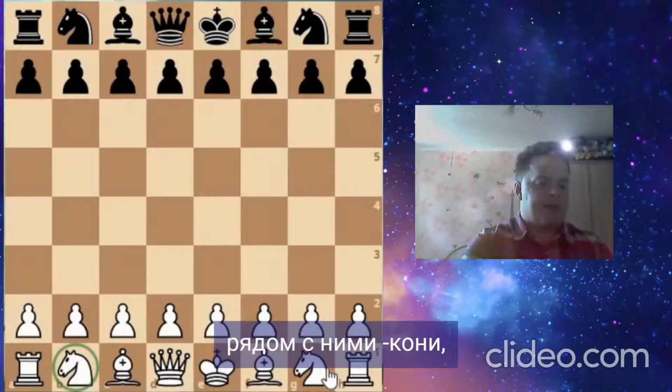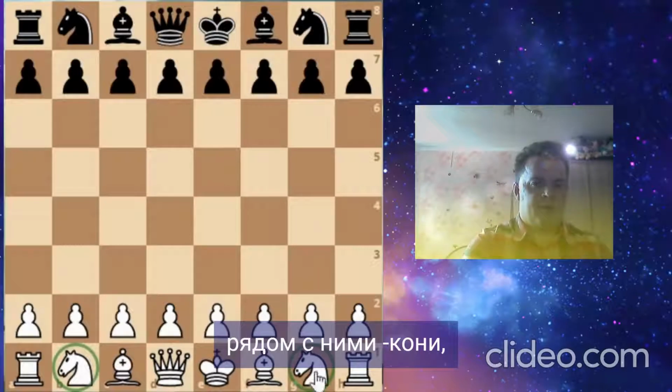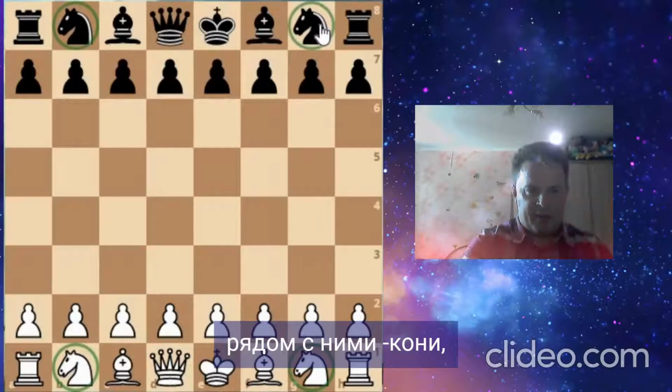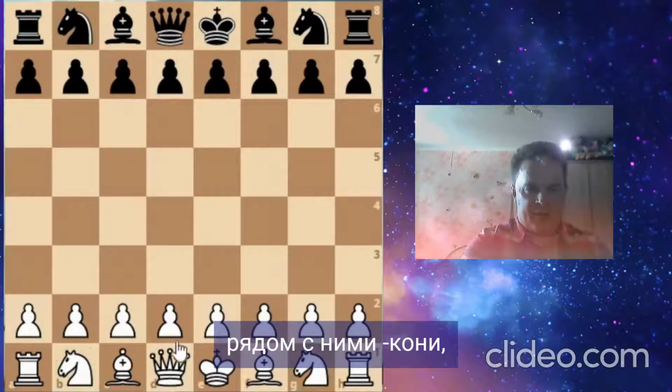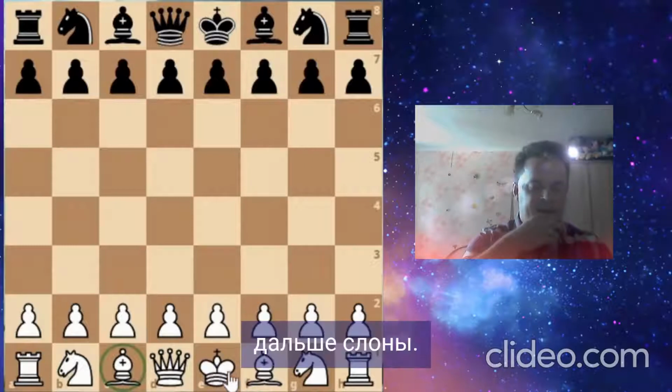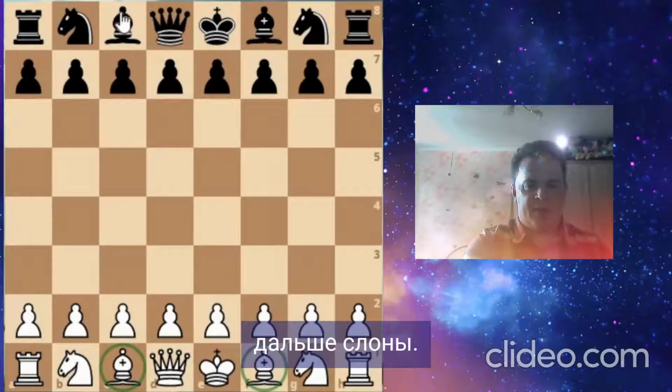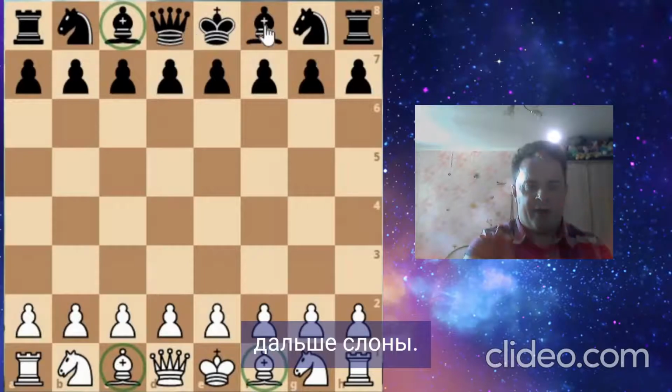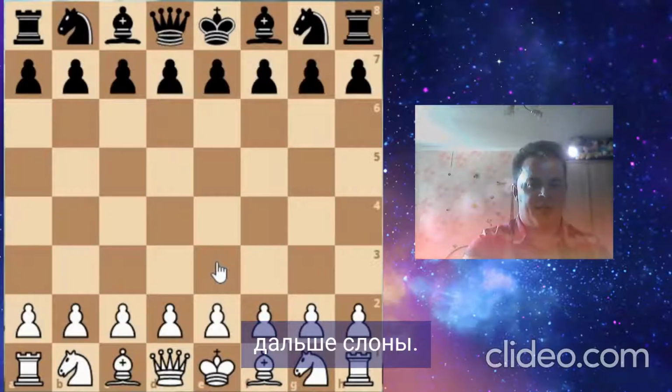Next to them are the knights: B1 and G1 for white, G8 and B8 for black. Bishops: C1 and F1 white, and C8 and F8 black.